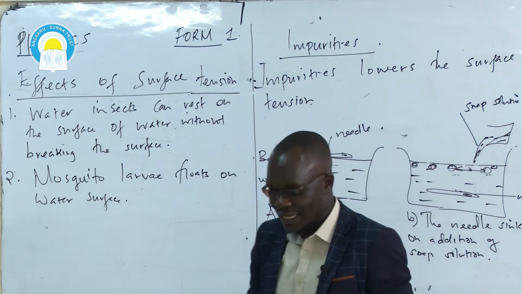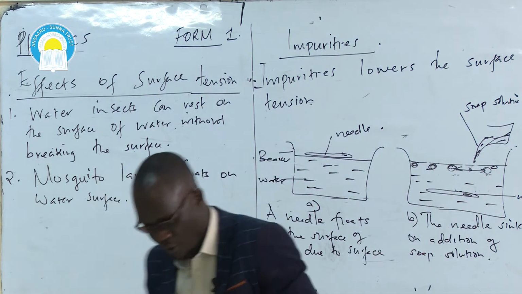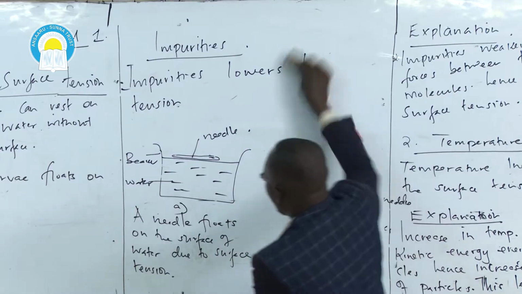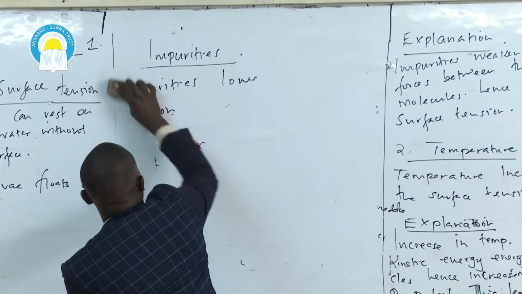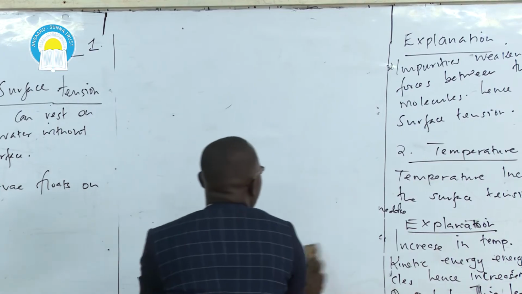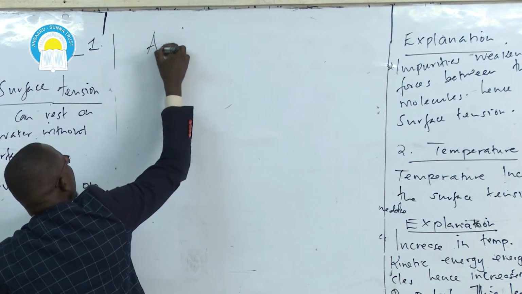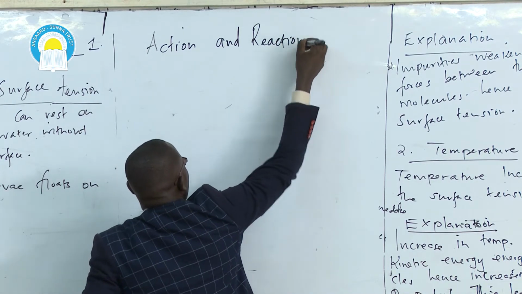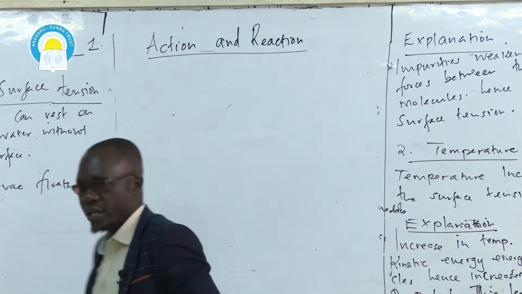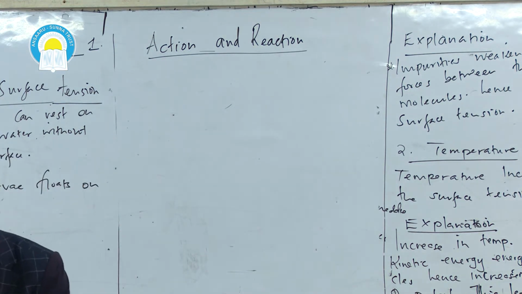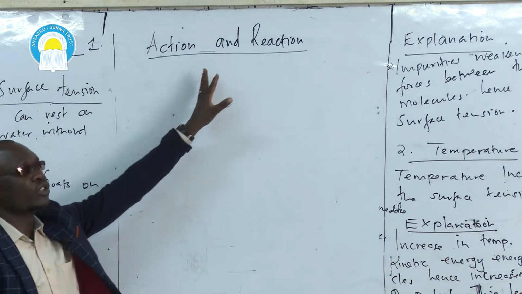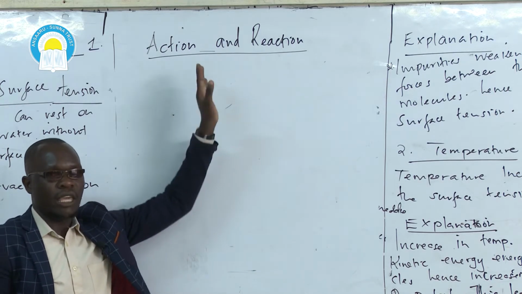Now, let's move to our last type of force. Our last type of force, we call it action and reaction force. Action and reaction force. This is our last category, our last type of force. Now, which force is this? Now, in details, we are going to meet this force in Form 3.